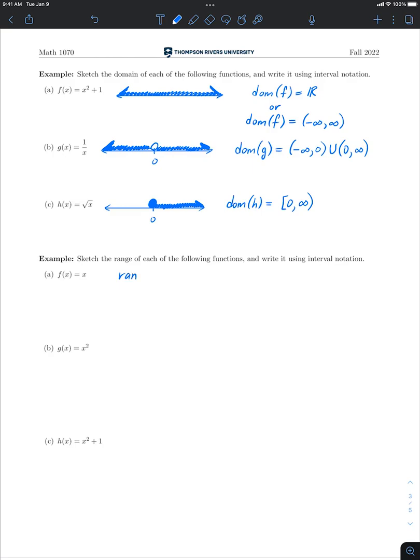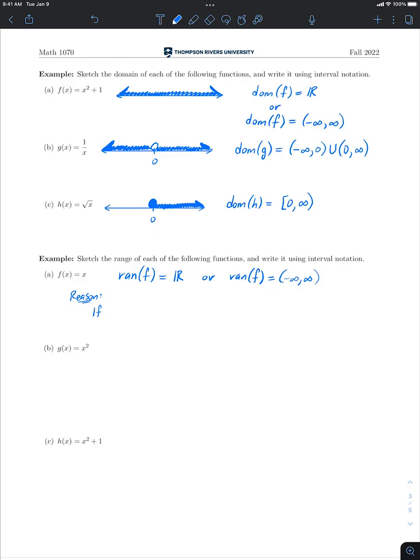So let's use this notation, RAN, that's short for range. You can write the whole word range if you want. RAN of F, so that's the range of F, is just going to be the set of all real numbers. Or, again, if you want to write it in interval notation, we could say the range of F is from negative infinity to infinity. And when you're talking about range, it's more complicated, right? So let's give a justification here.